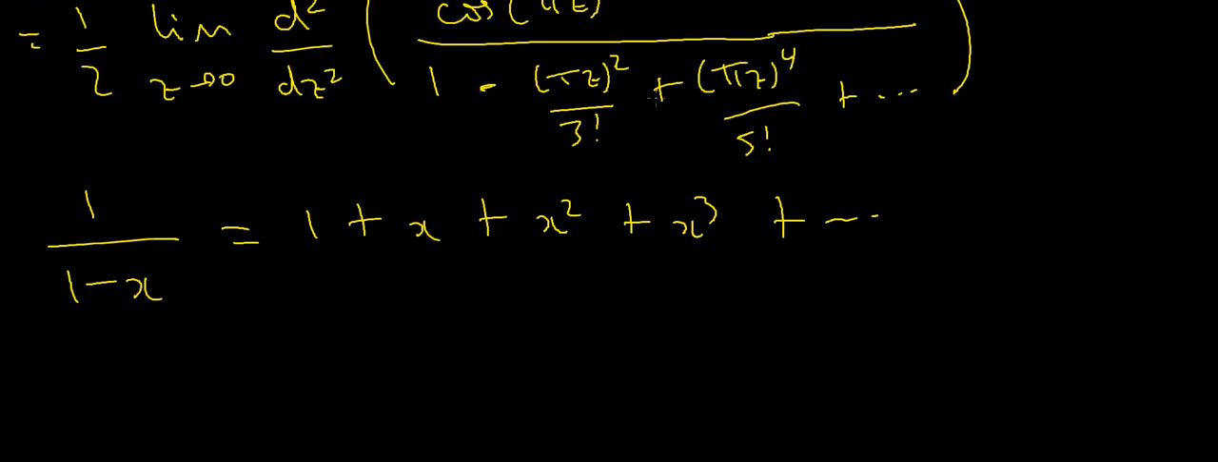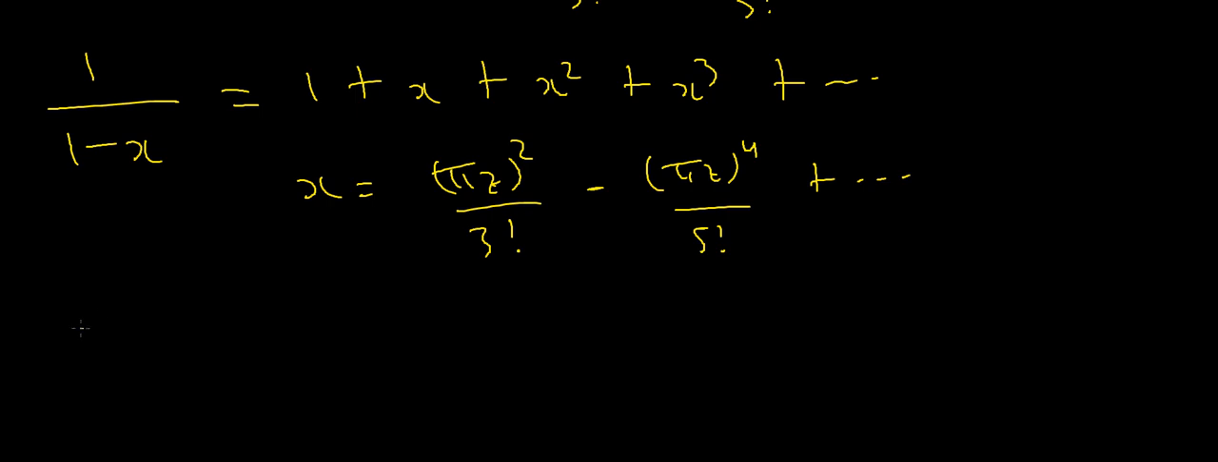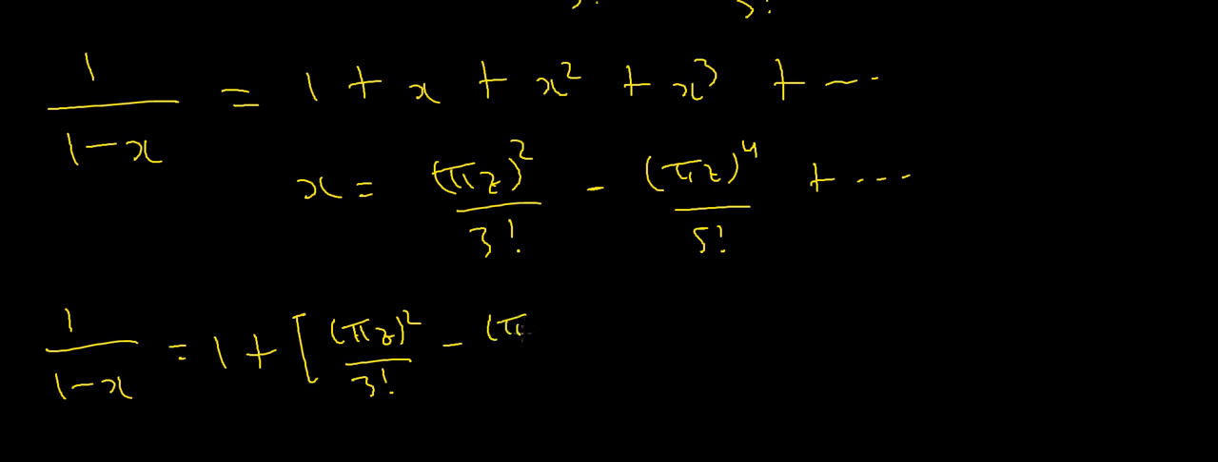So if I use this formula with x equal to (pi z) squared over 3 factorial minus (pi z) to the 4 over 5 factorial plus higher order terms, then 1 over 1 minus x is going to be precisely this, right? So if I have 1 minus this series, I'm going to get 1 minus (pi z) squared over 3 factorial plus (pi z) to the 4 over 5 factorial, and so on and so forth. So 1 over 1 minus that is just going to replace that term there. So what do I get when I try to expand 1 over 1 minus x? I'm going to get 1 plus x, which is (pi z) squared over 3 factorial minus (pi z) to the 4 over 5 factorial plus higher order terms. That's my x term.